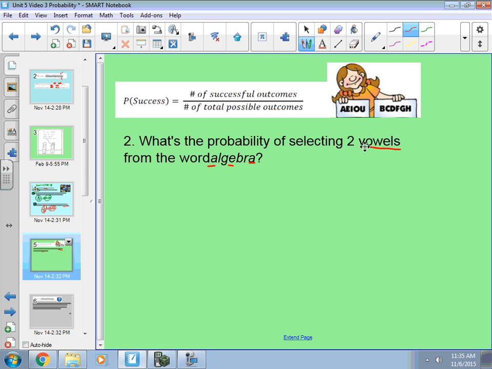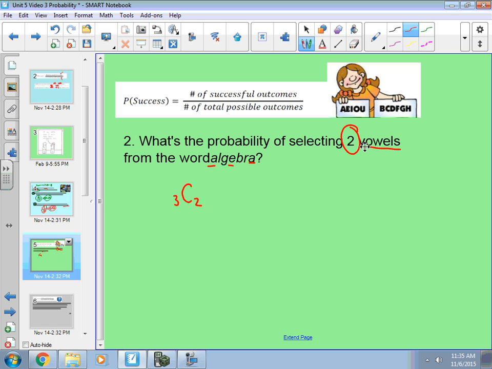Well, we don't really care which order we select them, just that we select 2. So what we're going to use here is a combination. Combination we use when we don't really care about the order, but we want to know how many ways of doing it. There are 3 vowels here, and we're selecting 2 because that's what they told us in the problem.